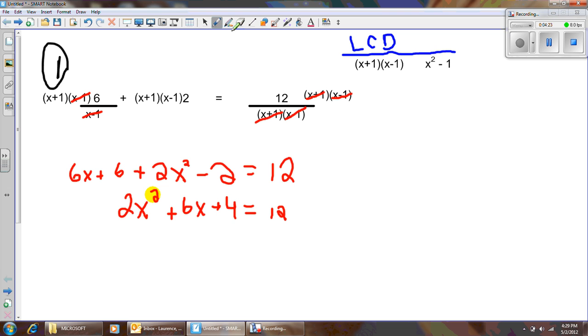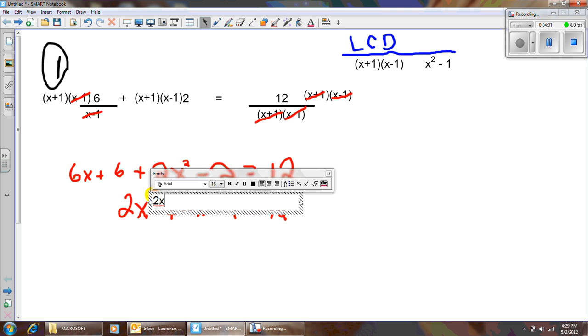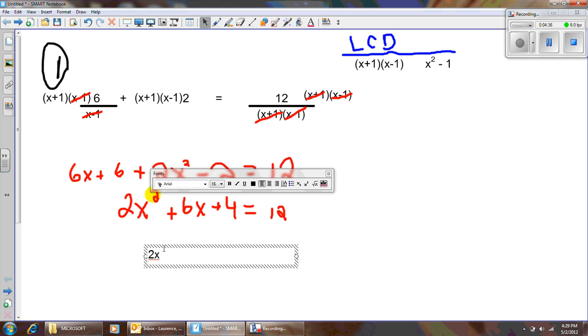To solve it, I want it to equal 0. So I'll subtract 12 from each side, and I'll end up with this equation. 2x squared plus 6x. When I subtract 12 from each side, I get minus 8. And that'll equal 0.